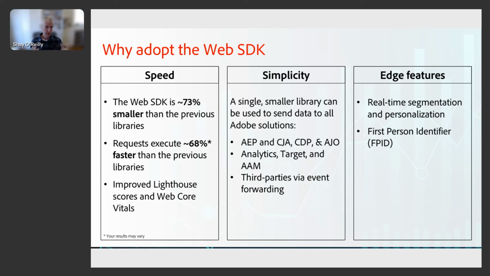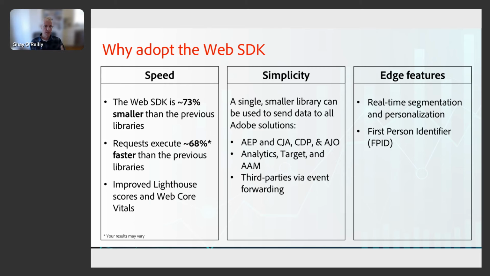And coming with that, part of where that speed comes from is simplicity. It's a single, smaller library that you can use to send data to all solutions. So you can send data to AEP, as I mentioned, which means it's also available to be picked up by CJA, CDP, AJO, other use cases. And then you've got analytics, Target, AM, the traditional solutions, and then third-party events. So that's a nice thing, a simple, faster library.